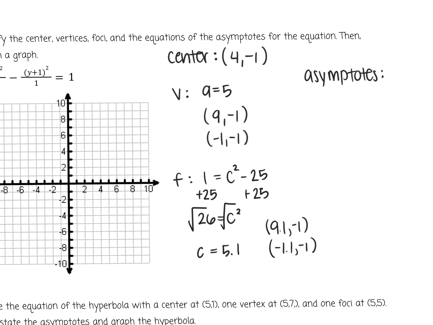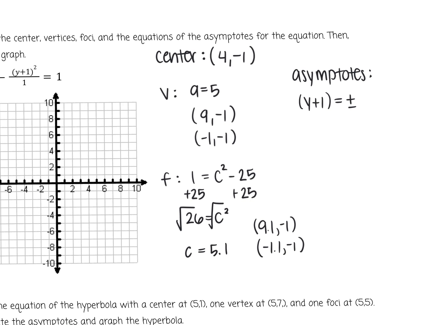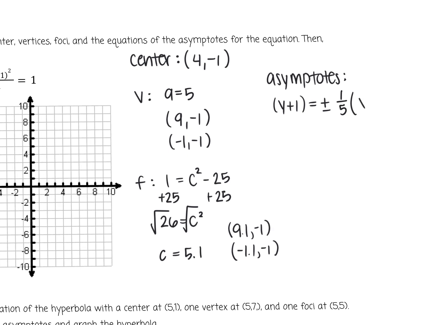So we're going to have y plus 1, since we're no longer at the origin, equals plus or minus, and then we have to put b over a in this case, so 1 over 5, and then it'll be x minus 4. And 1 over 5 doesn't simplify, so it's going to stay 1 over 5. Now we're going to use our vertices and our asymptotes and our center to graph our equation.